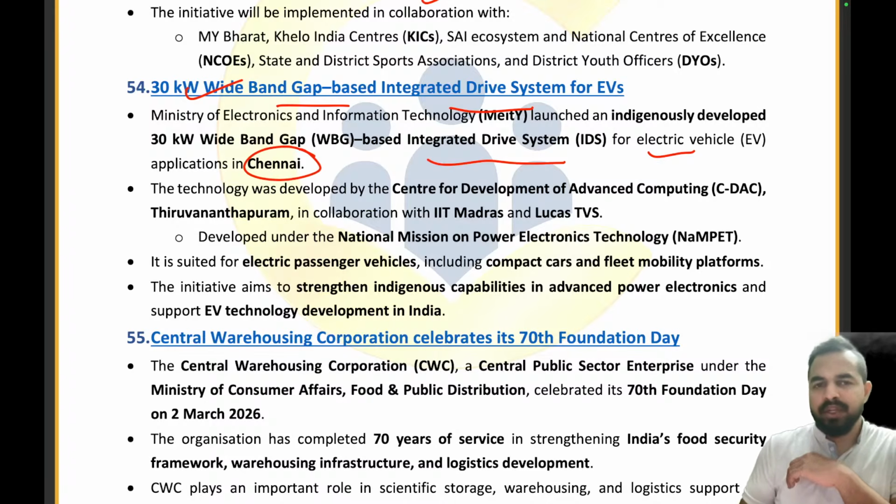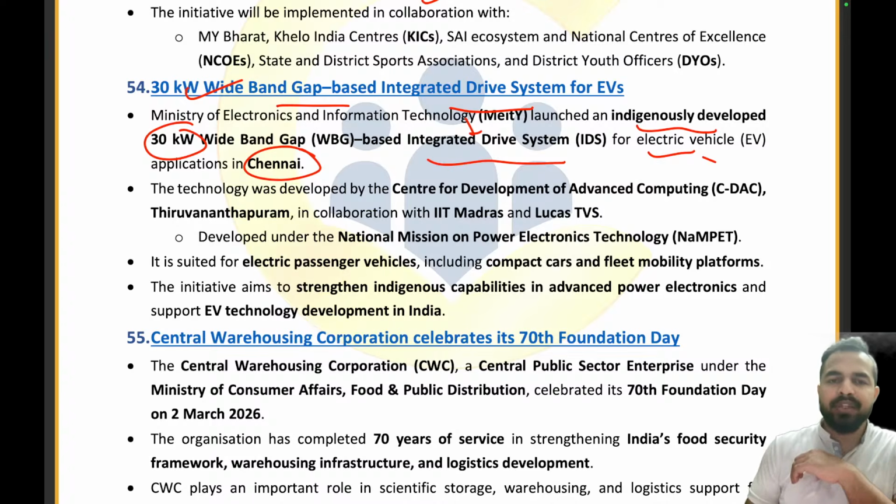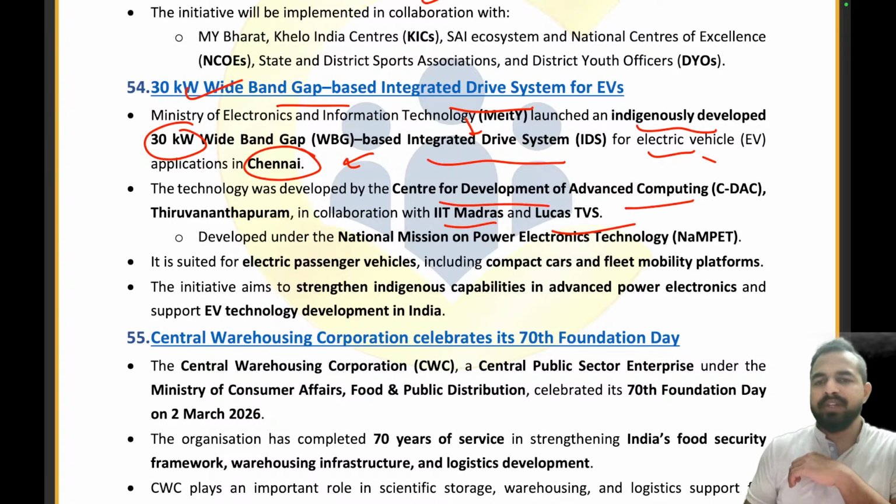Application in Chennai. The Ministry of Electronics and Information Technology has launched its indigenously developed 30 kilowatt wide band gap based integrated drive system for electric vehicle applications in Chennai. The technology was developed by the Center for Development of Advanced Computing along with IIT Madras and Lucas TVS.